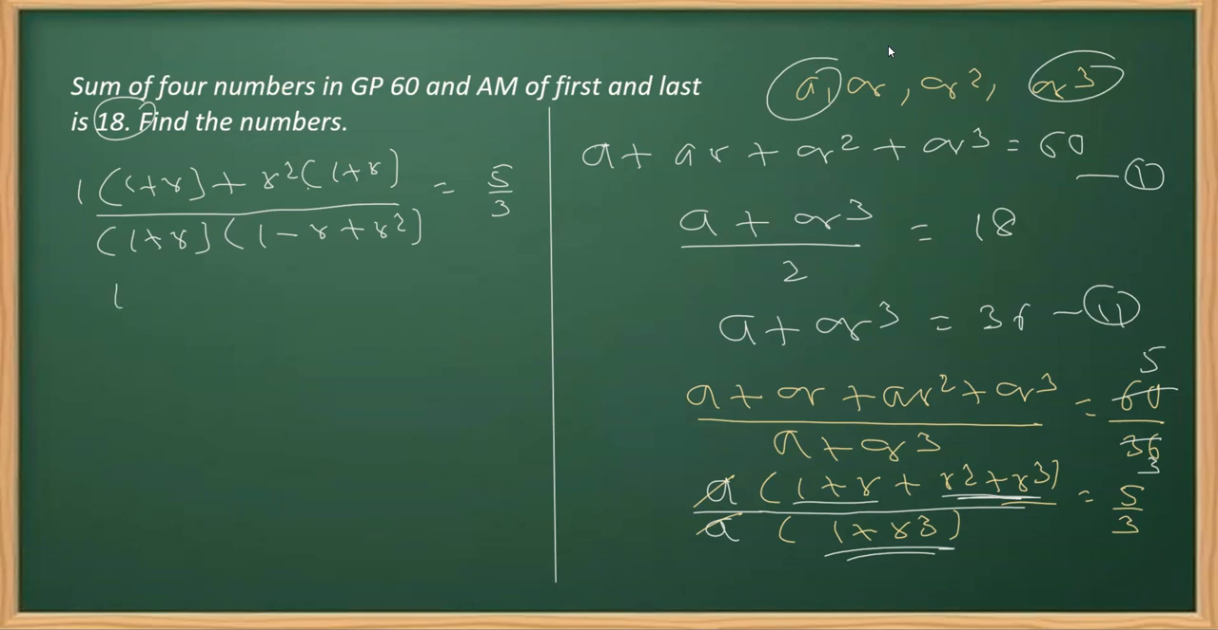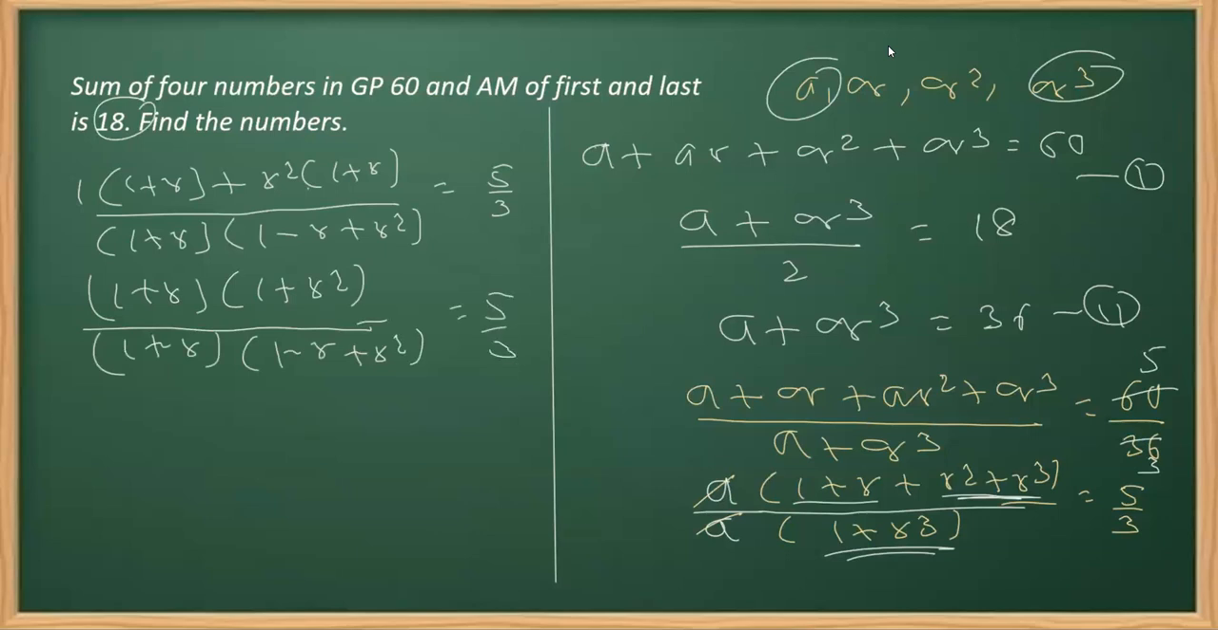So I applied the A cube plus B cube identity in the denominator. On further factorization of the numerator in the next step, we are getting 1 plus R and 1 plus R square over 1 plus R, and this is 1 minus R plus R square, equal to 5 by 3. What we can see here is that this and this get cancelled. Now I'm doing cross multiplication. On cross multiplication, we'll get 5 minus 5R plus 5R square is equal to 3 plus 3R square.